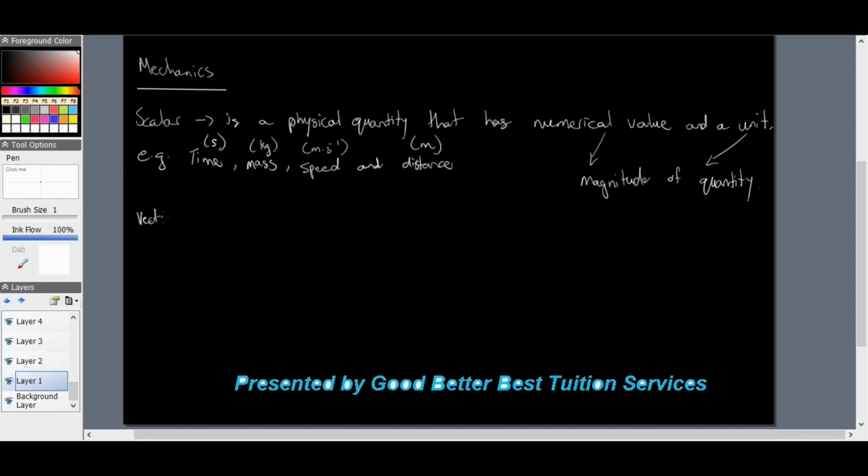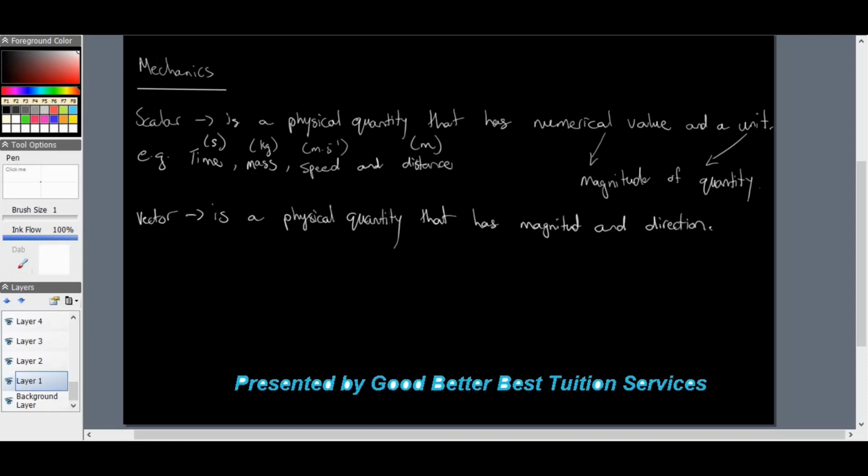If we move down to vectors, vectors are the cousin. Now, a vector is also a physical quantity, but the difference here is that a vector is a physical quantity that has magnitude and, big word here, direction.